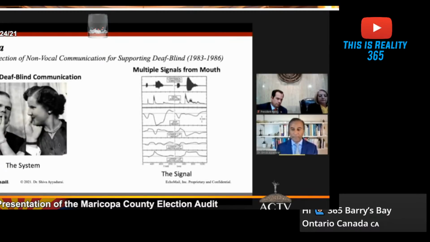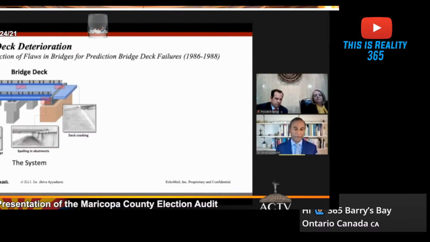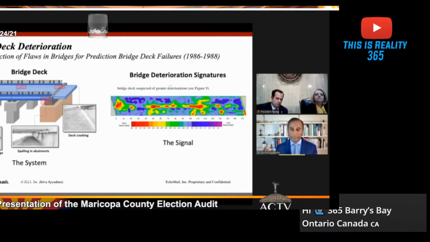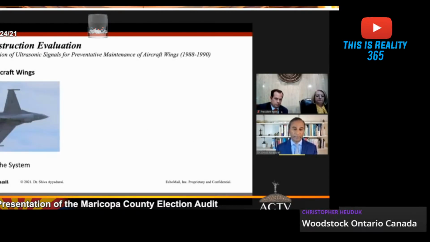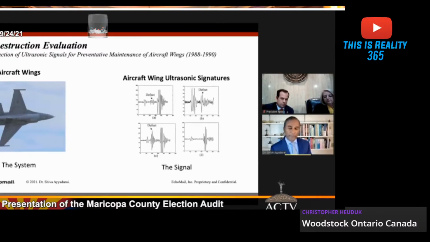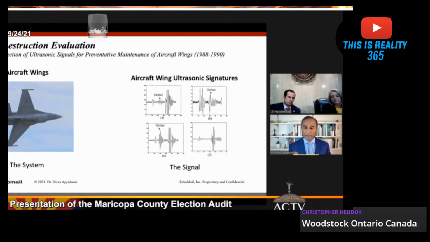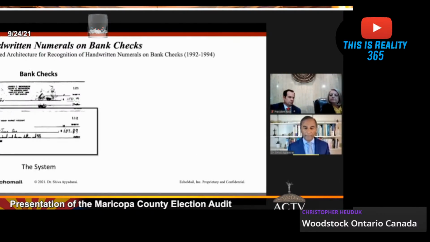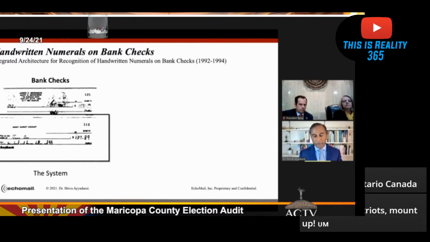Again, you have the reality, you have signals. Same in the area of looking at a bridge, and you get signals from it. Based on the signals, you're trying to predict what's going on in that bridge. And same if you look at an aircraft wing, without having to open it up, you look at these signals, and you're trying to predict what's going on. And for many years, we did a project on looking at handwritten bank check numerals.